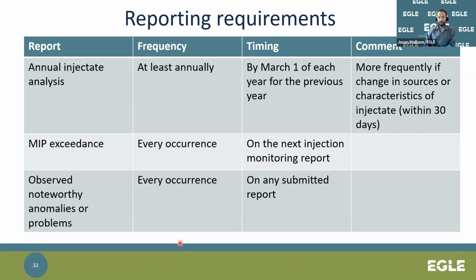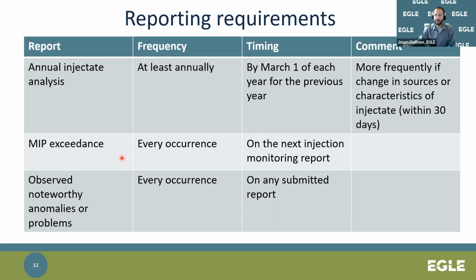You have an annual inject date analysis. You can guess that frequency is at least annually, by March 1 of each year for the previous year, but that could happen more frequently. If you have a change in sources or characteristics of inject date, you'll need to let us know. You'll need to have an analysis and let us know within 30 days. We actually have a specific spot on an EDD, an electronic data deliverable, so I'm jumping ahead a little. There's a specific spot on the injection reports where you can put these.